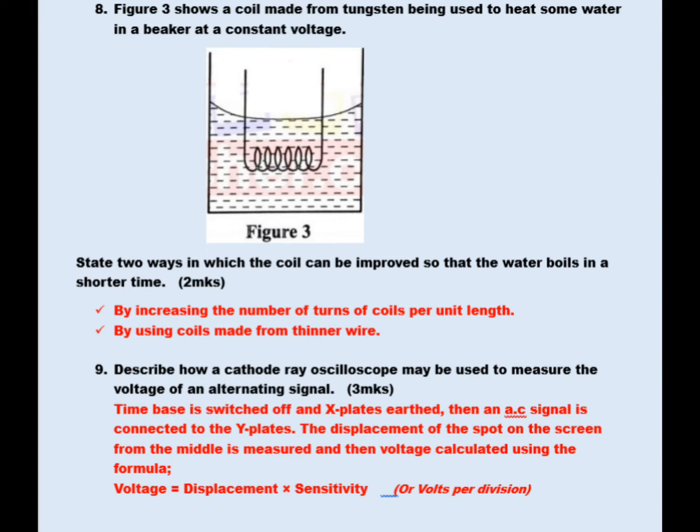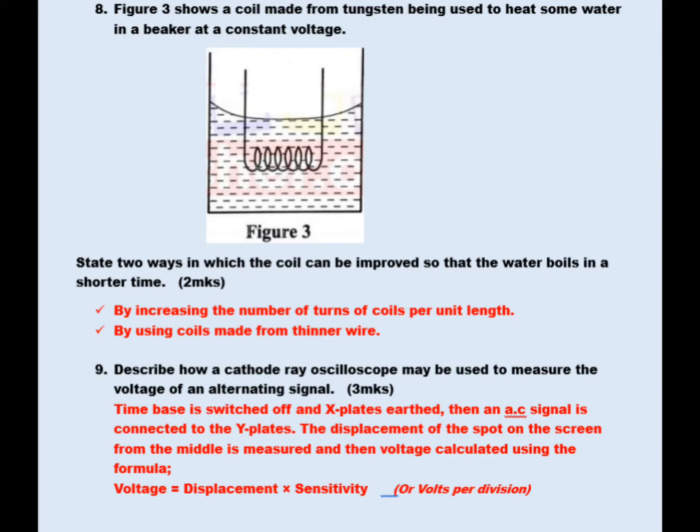So number 1, by increasing the number of turns of coil per unit length. Number 2, by using coils made from a thinner wire. Remember, thinner wire has a higher resistance. That means it will produce more heat.